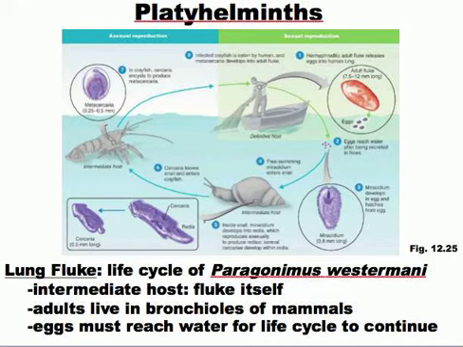So let's go through the life cycle of the lung fluke. Now, flukes are named for the tissue that they infect. So if you have a lung fluke, it's probably because it infects the lungs. If you have a liver fluke, it's because it infects the liver. There are blood flukes, they infect the blood. So we'll start here. This is the life cycle of Paragonimus westermanni.